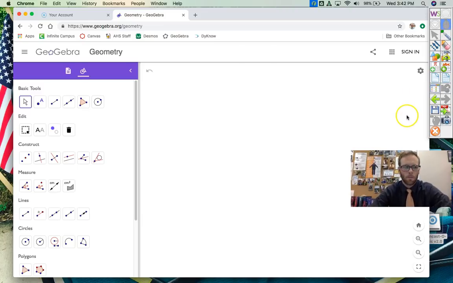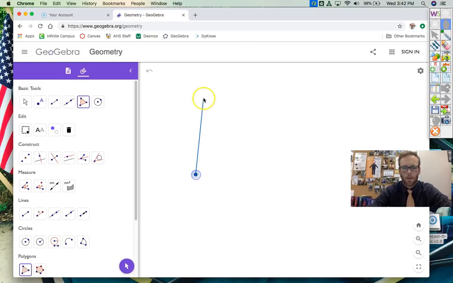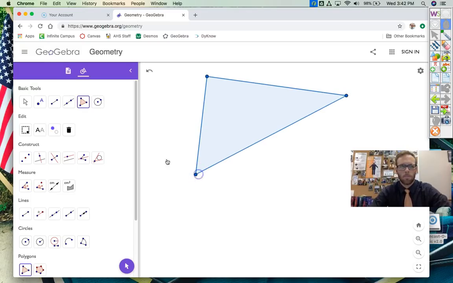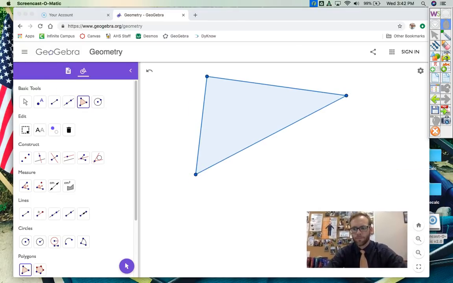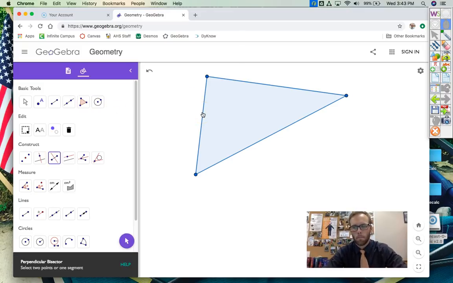So what I want you to do is make a triangle. I'm going to go to my polygon tool, and I am just going to make a triangle. I don't care if it's acute, right, or obtuse. Any old triangle will do. Now, we're talking about perpendicular bisectors, right? So I want to find the perpendicular bisector of each side of this triangle. Remember, our perpendicular bisector tool is right here. I'm going to choose perpendicular bisector, and I'm going to choose this side.